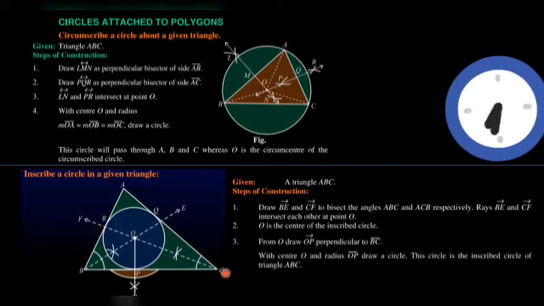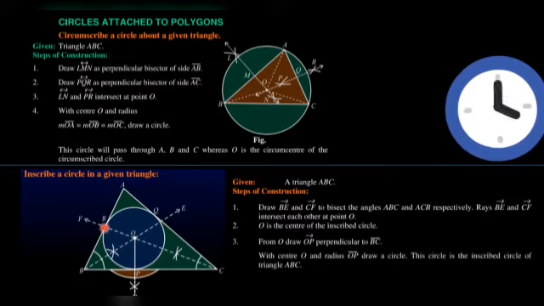CF is the angle bisector of this vertex C, and BE is the angle bisector of this vertex B. O is the center of the inscribed circle. From O, we draw OP, which is perpendicular to BC. With center O and radius OP, we draw a circle. This circle is the inscribed circle of the triangle ABC.